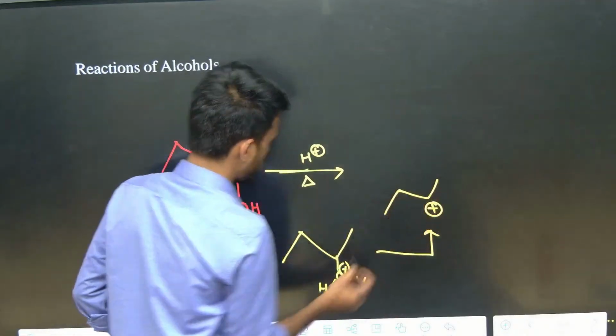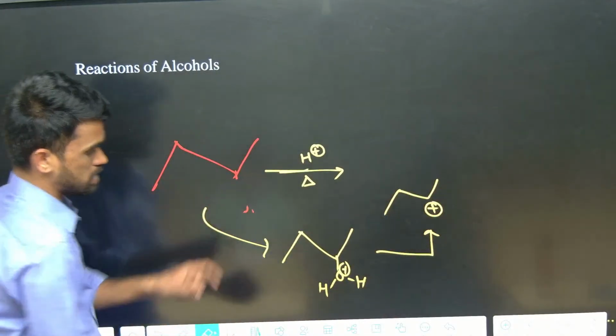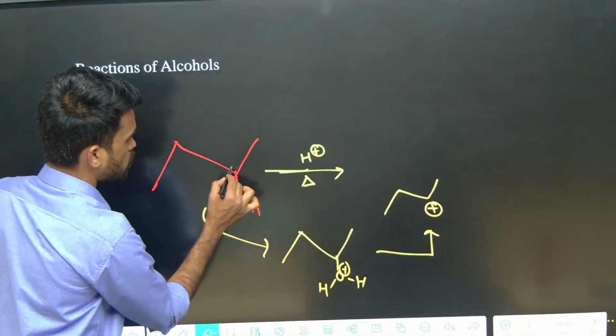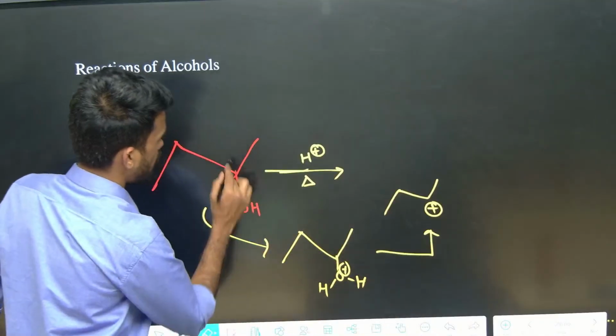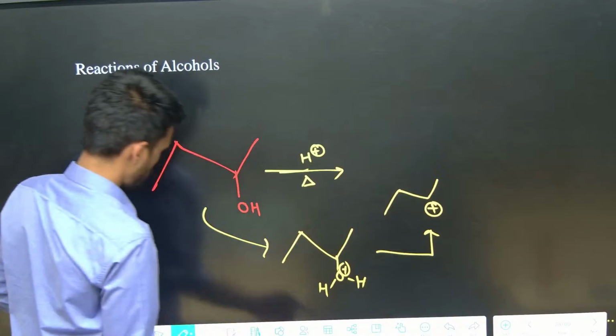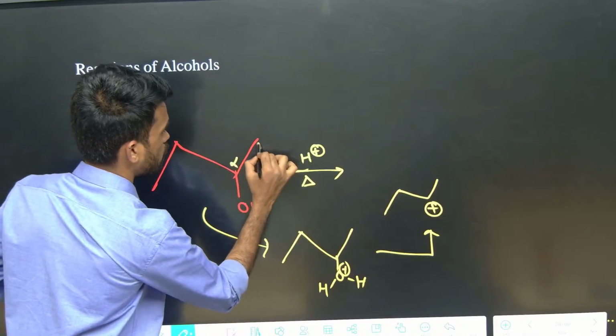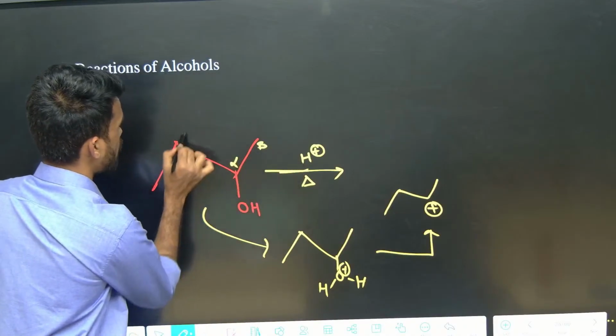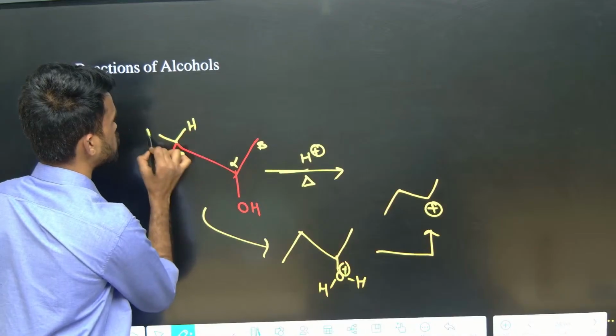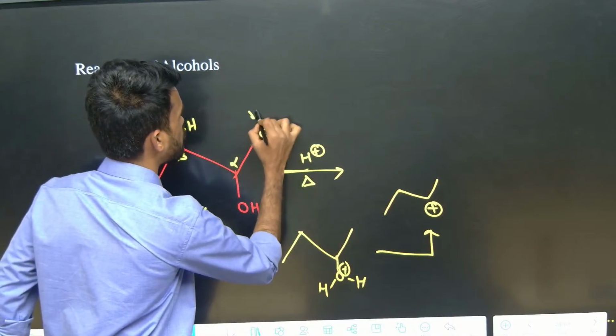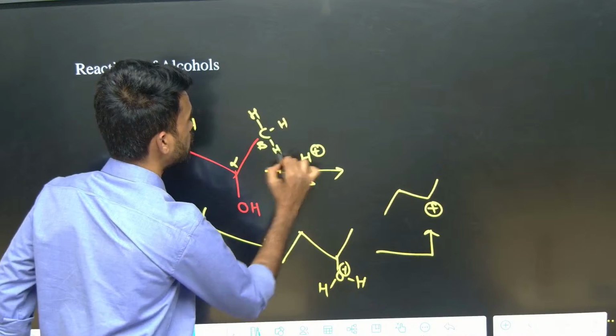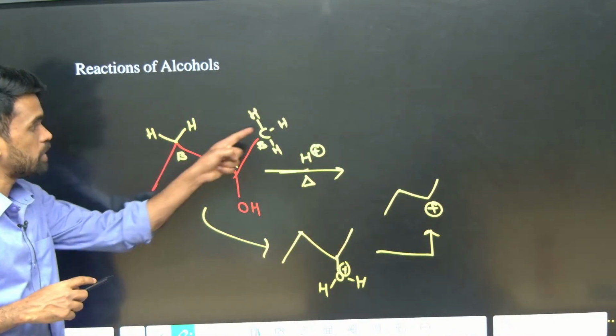See, the carbon to which the OH group is attached is called the alpha carbon. The adjacent carbons are called beta carbons. On a beta carbon, any protons we have are considered beta protons. So these are beta protons now.